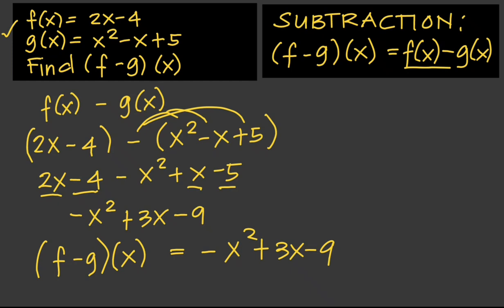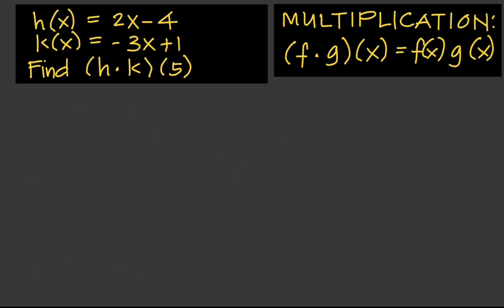Let's go to multiplication. In multiplying two functions, we just have to multiply them. So let's say f times g of x, this is just equivalent to f of x times g of x.